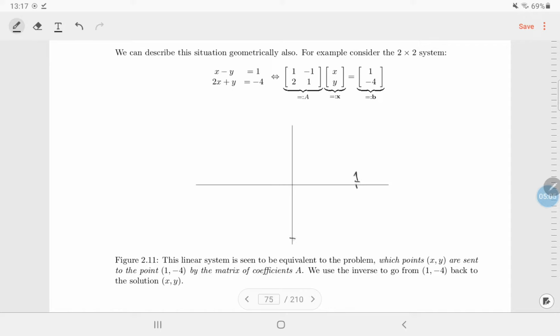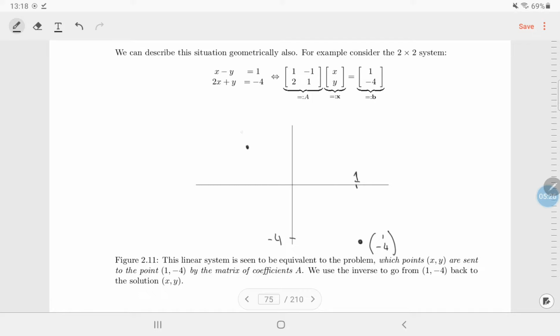1 minus 4. That's the point down here. Now we won't bother drawing an arrow. So you have the point 1 minus 4. And the question, you can phrase it like this: which point, or which vector slash point, does the matrix A send to B?